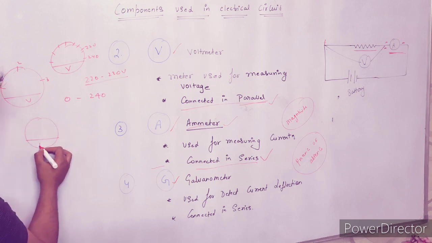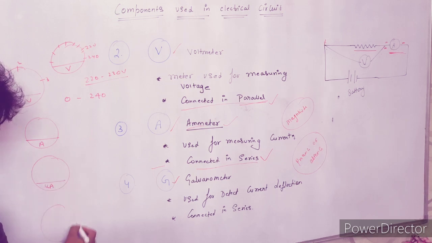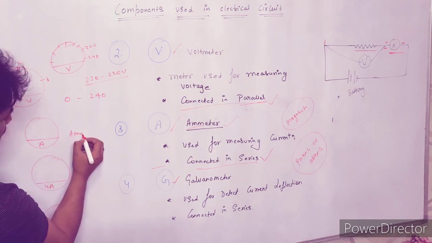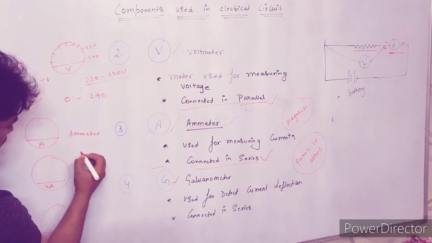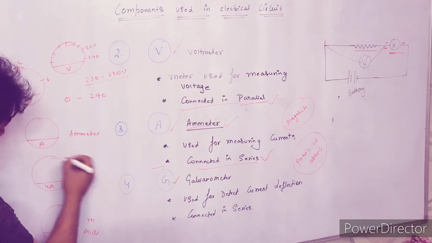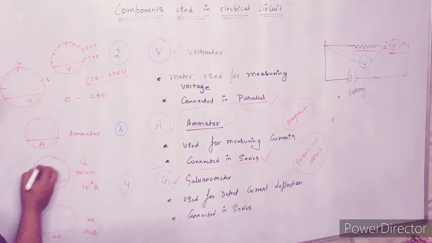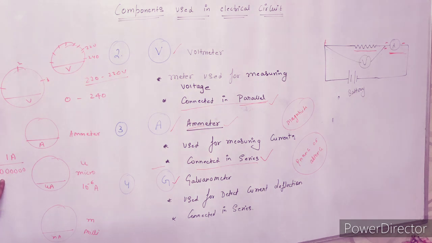One is simply ammeter, given by A. Another is microammeter. Another is milliammeter. This is the symbol used for micro, and this is the milli. So what is this? Micro is 10 to the power minus 6 times of ammeter. It means that when we divide 1 ampere by 10 lakh, that is 1 microampere.